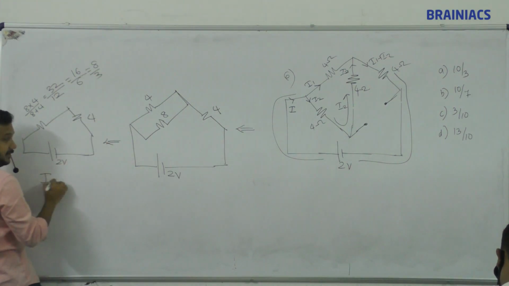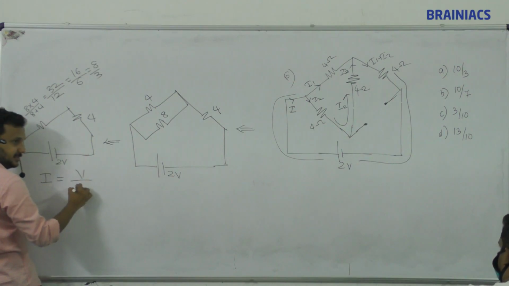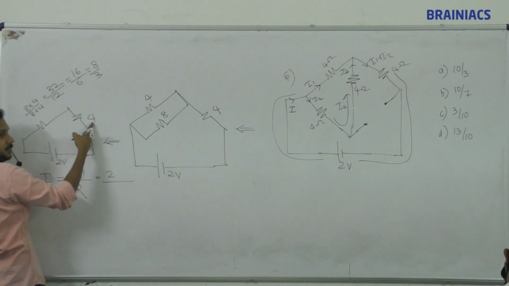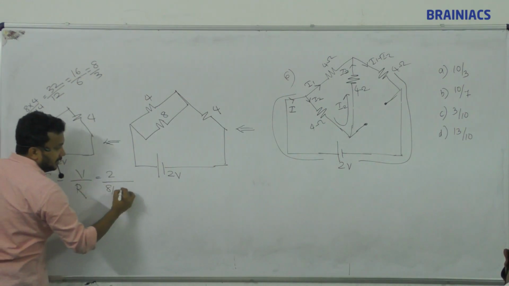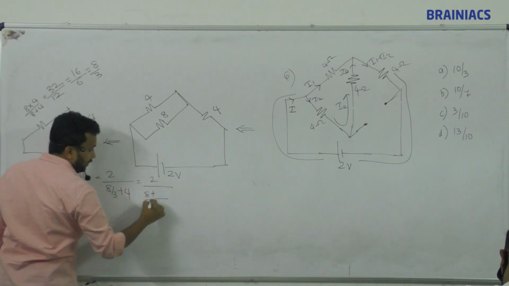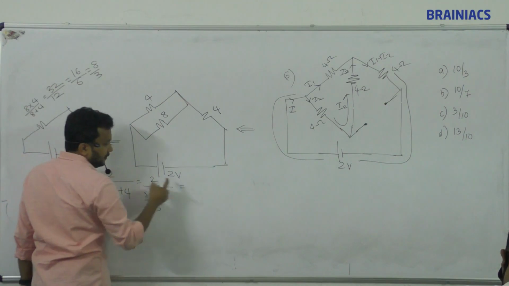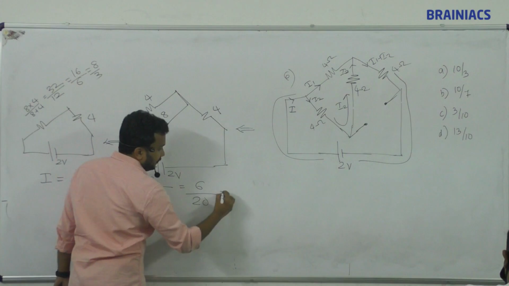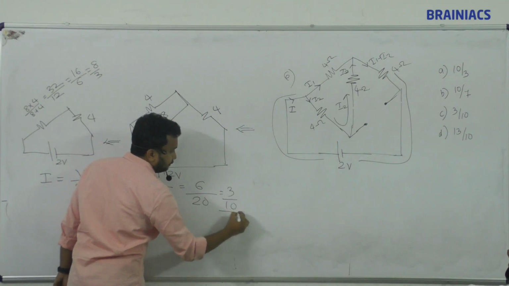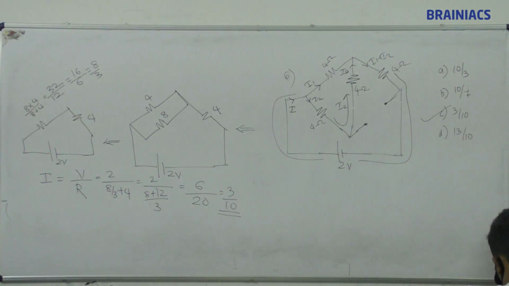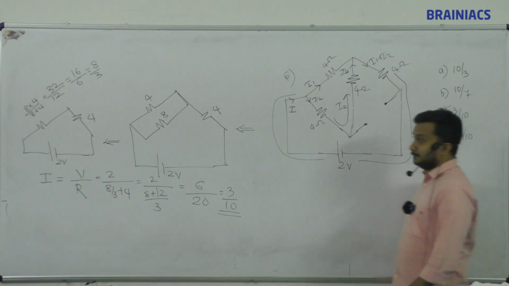Okay, so current equals voltage by resistance. Voltage how much? 2 volt. Resistance is 8 by 3 in series with 4. So 8 by 3 plus 4. We have to simplify this. So 3 is taken as LCM: 8 plus 3 into 4, 12. So this is equal to 2 into 3, 6, whole divided by 20. So the answer is 3 by 10. 3 by 10. Got it?